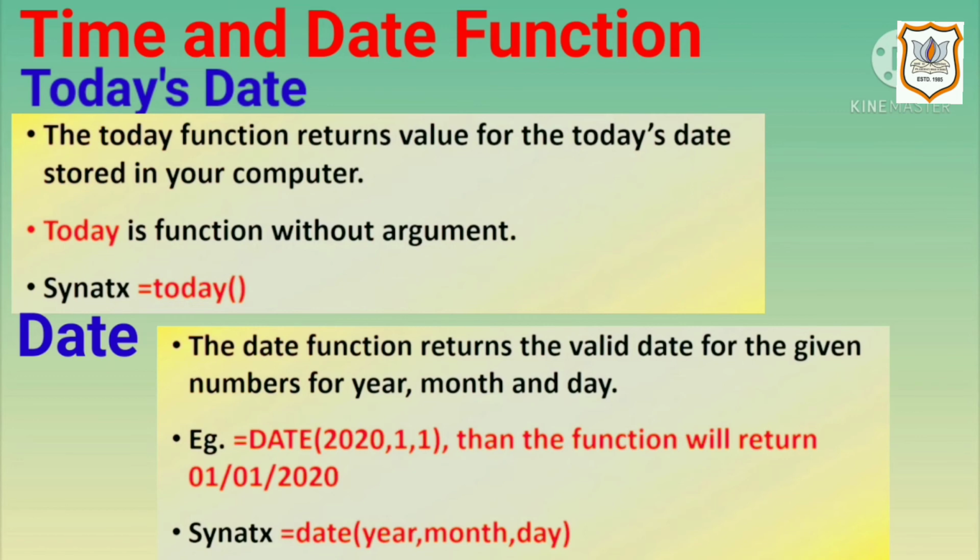Next function is the DATE function. The DATE function returns the valid date for given numbers for year, month and day. Example: equal to DATE(2020, 1, 1). Then the function will return 1/1/2020. Syntax: equal to DATE(year, month, day).